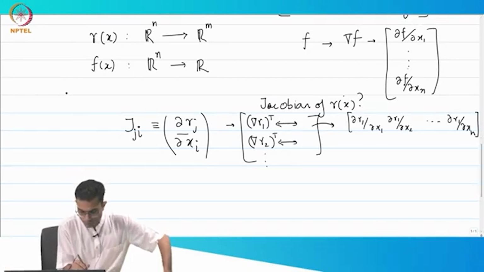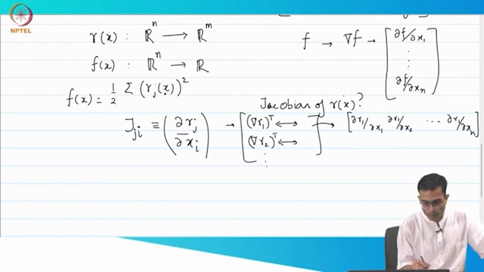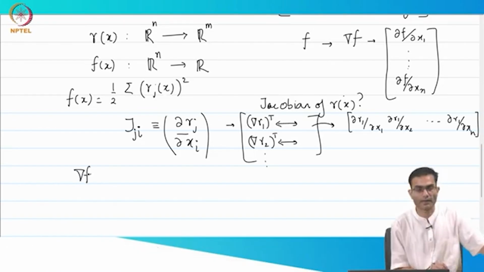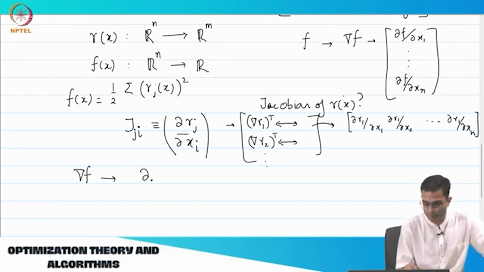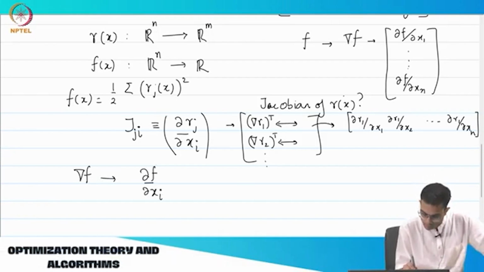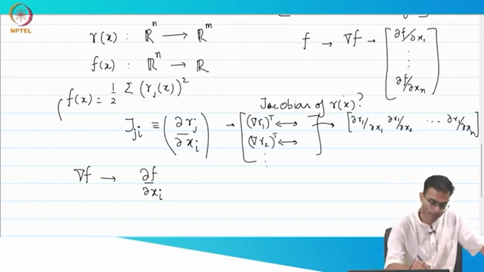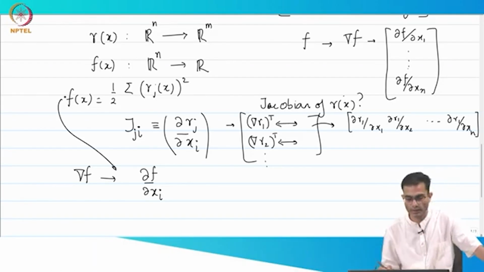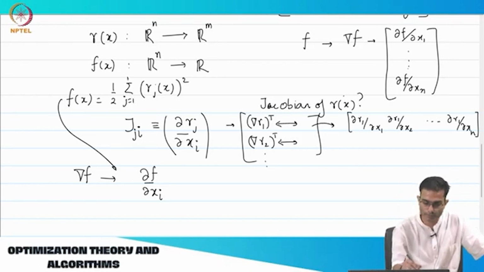Okay, so you already know f of x is equal to, we're going to write it in a simpler form, half of the sum of r_j of x squared. Now I want to calculate grad f, right? For calculating grad f, what is the one thing that I need to do? Calculate, for example, df by dx_i. So I can take this expression and start differentiating, with j equal to 1 to m.